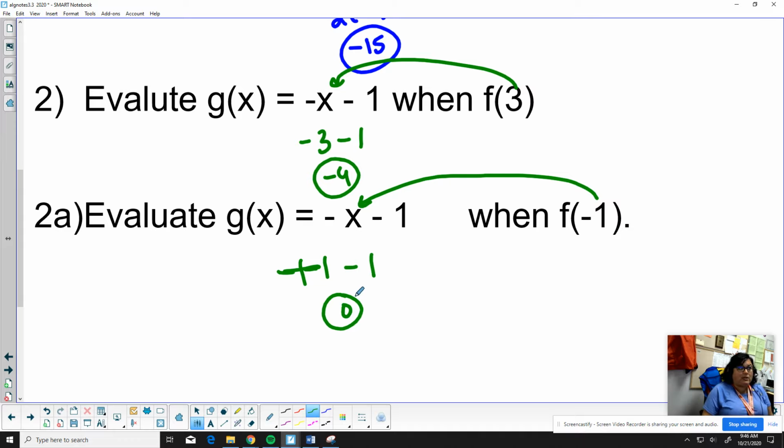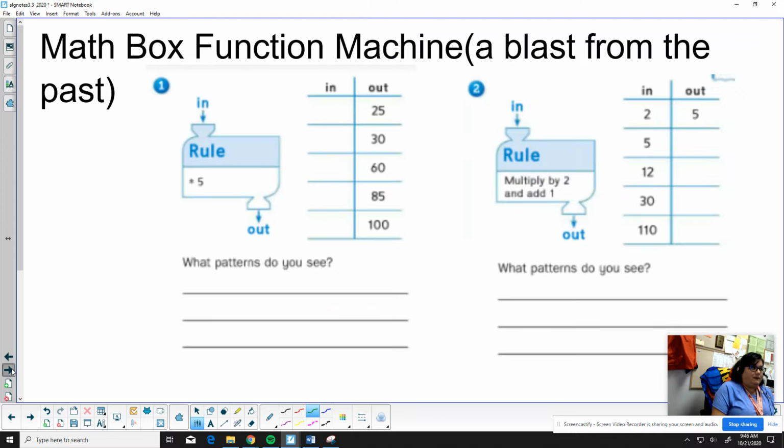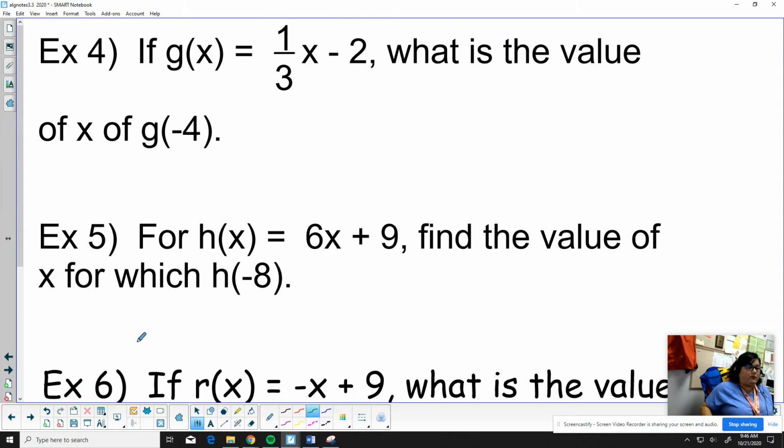So those are plug and chug. You figure out what you're going to put in place of x, you put it in, and you use your calculator to chug it out. All right. So now we're going to go here. So it's the same thing. I've just got a fraction.